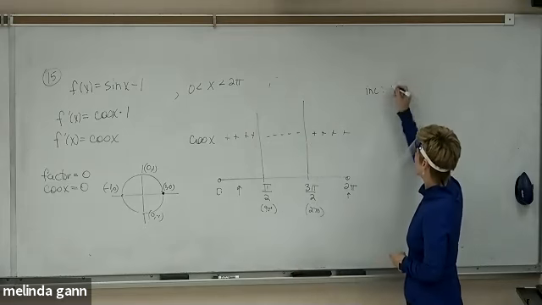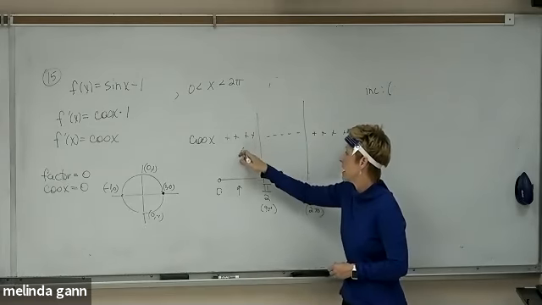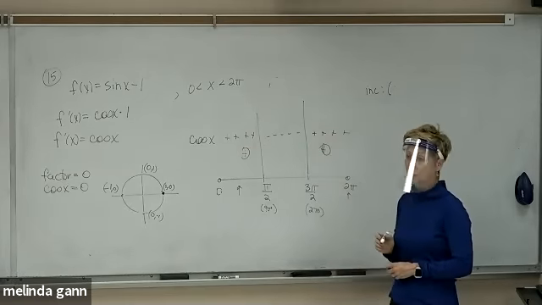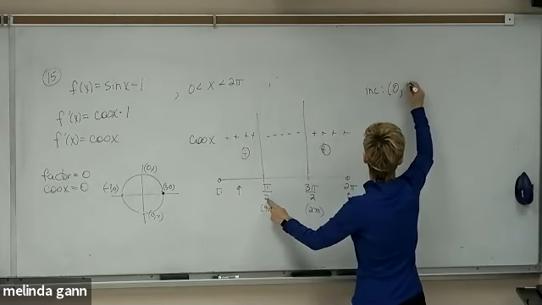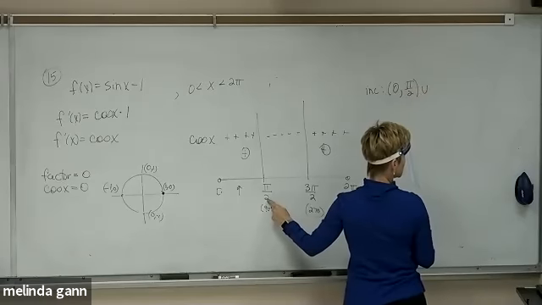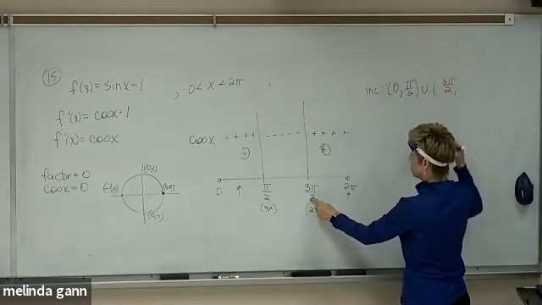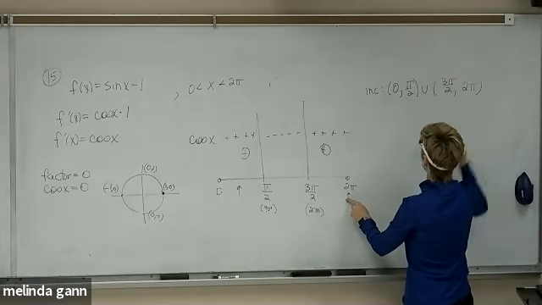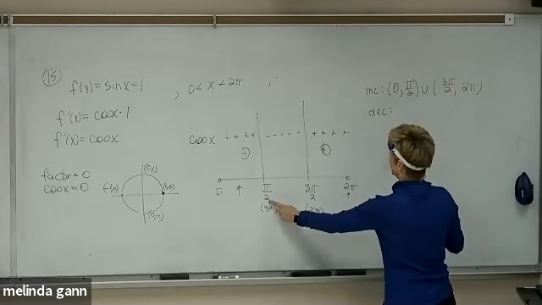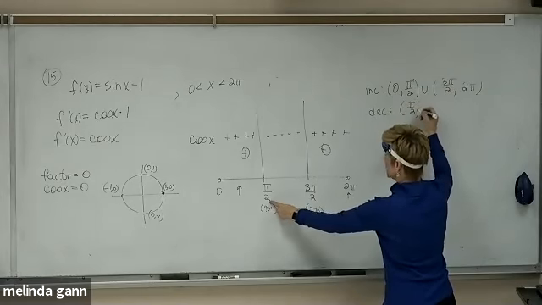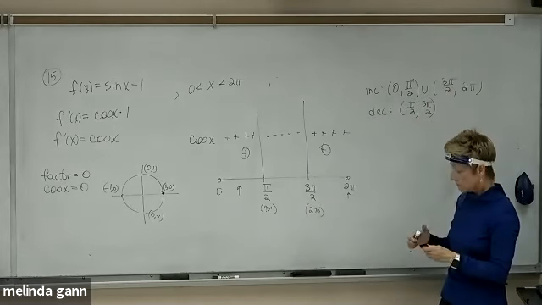All right, so where does this function increase? What would I write down on my test? Where's the final answer positive? Isn't it positive here and here? So what would I write down? 0 to pi over 2, or, union is your symbol for or, 3 pi over 2 to 2 pi. Where does your function decrease? Between pi over 2 and 3 pi over 2.